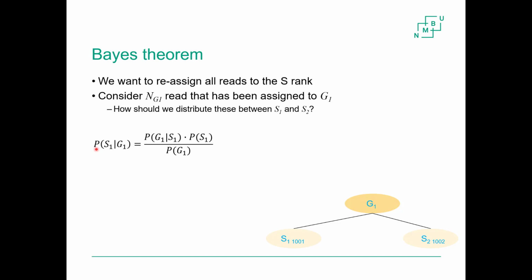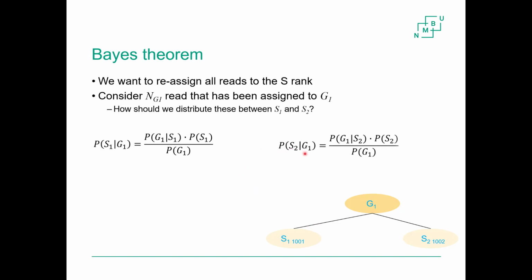It's the probability that a read should be assigned to S1 given that it was assigned to G1. That's what we want to compute, in a sense. The probability that we have a read up here, what's the probability that it should actually belong down here?